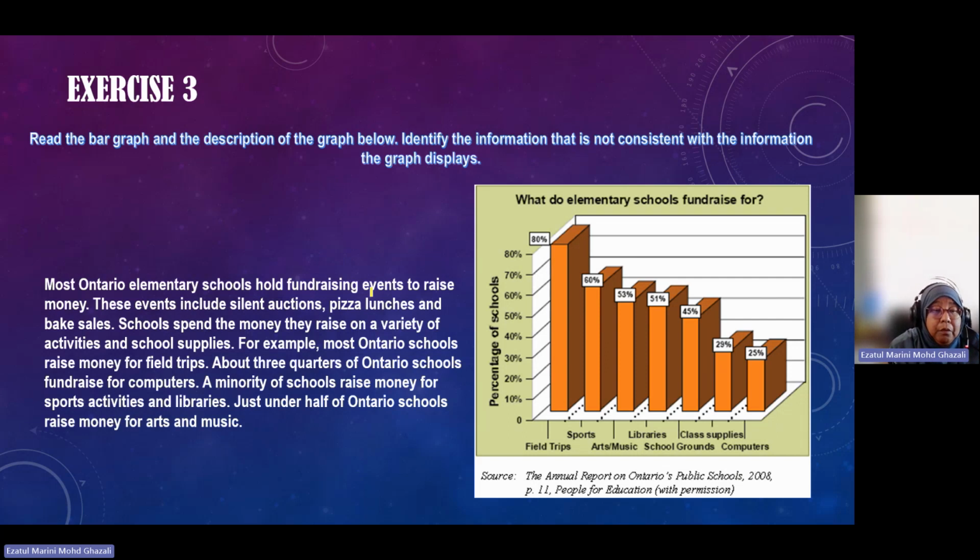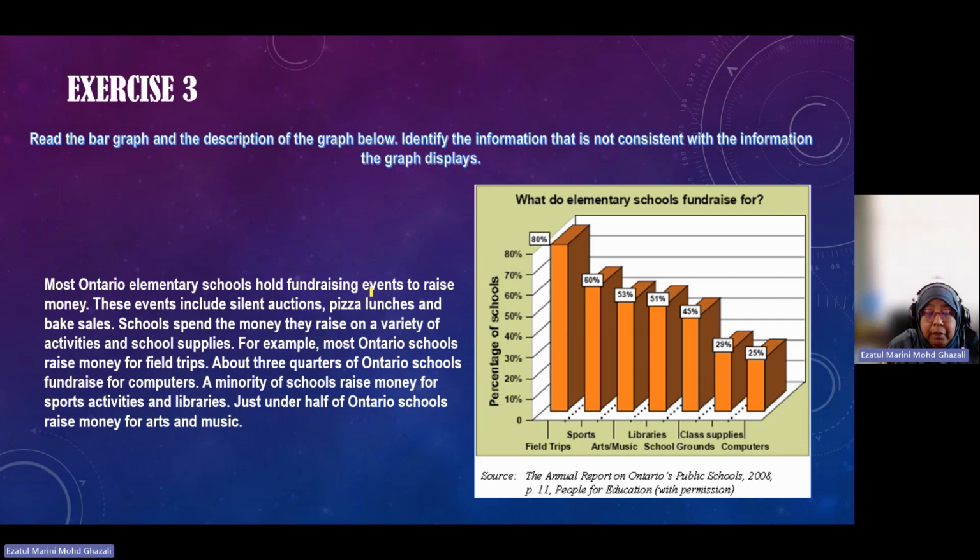About three quarters of Ontario schools fundraise for computers. Let's have a look at how much is spent on computers. 25%. 25% means it's only one fourth. Whereas this sentence says that about three quarters of Ontario schools fundraise for computers. Is it consistent? No, it's not consistent. A minority of schools raise money for sports activities and libraries.